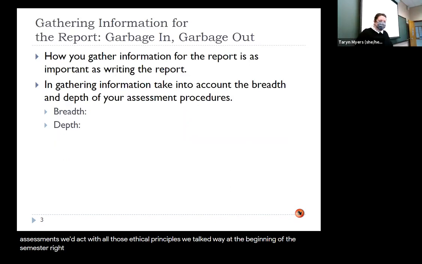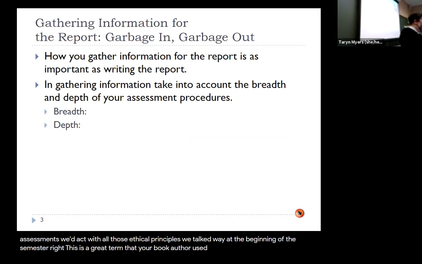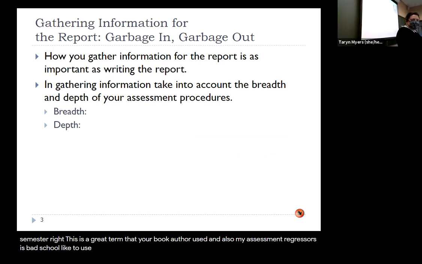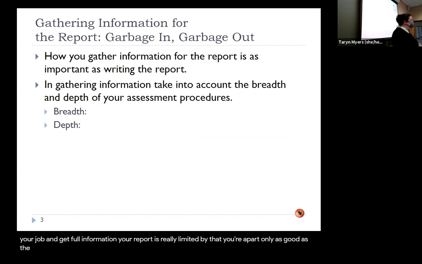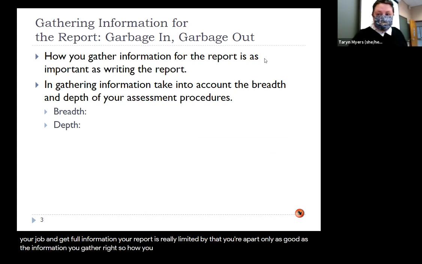All right. This is a great term that your book author used, and also my assessment professors in grad school liked to use: garbage in, garbage out. So if you gather garbage information or don't do your job and get full information, your report is really limited by that. Your report's only as good as the information you gather, right? So how you gather that information is as important as writing the report itself.